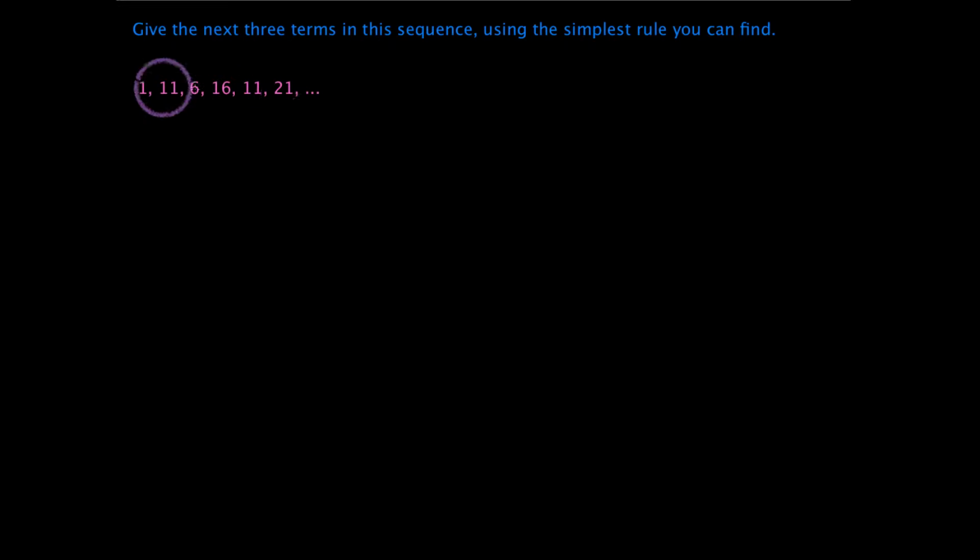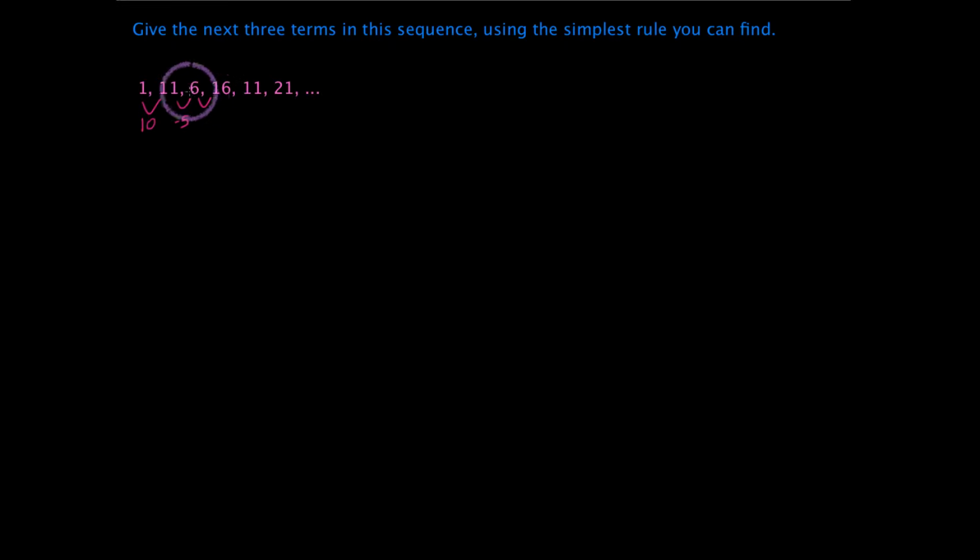All right, let's see if we can see some sort of pattern in this sequence here. So the difference between 11 and 1, 11 minus 1 is 10. And the difference between 6 and 11, well, 6 minus 11 is negative 5. That makes sense because I'm moving down or decreasing in value here, so I have negative 5.